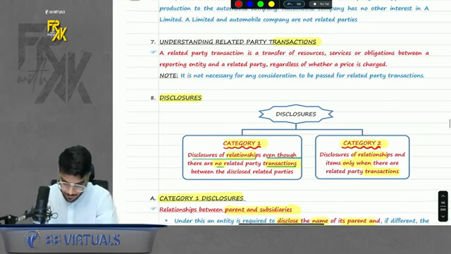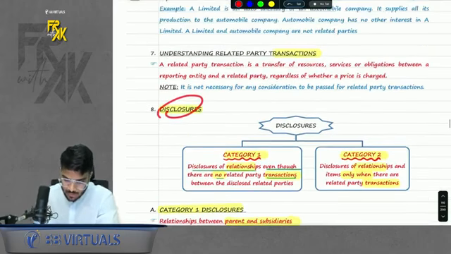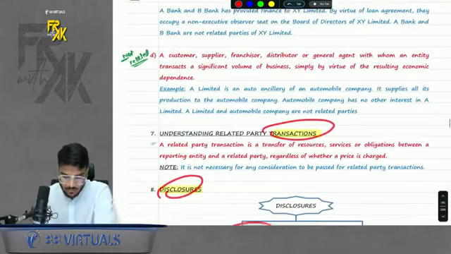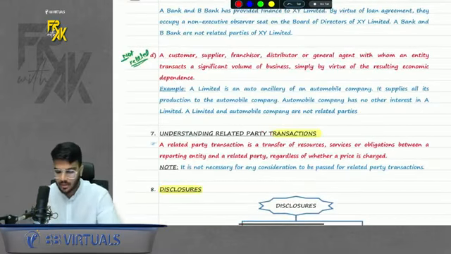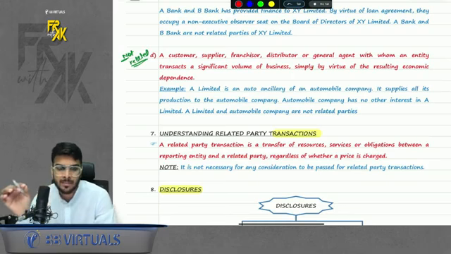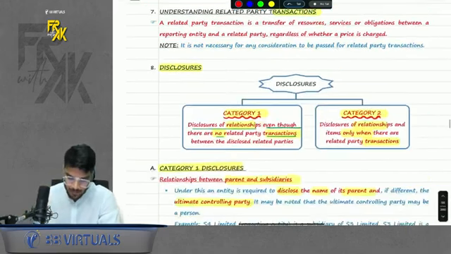Now, what else is there? Disclosures. Under disclosure, there are two types of disclosure. Also, transaction. Relationship was discussed. Whatever transaction you do with your related party is known as related party transactions. Do remember that.